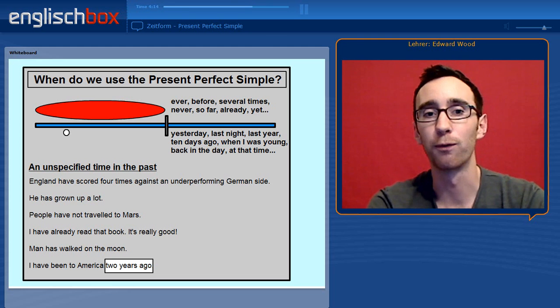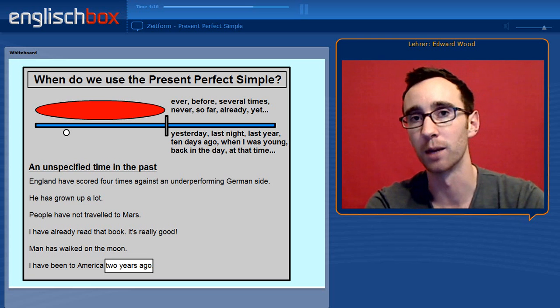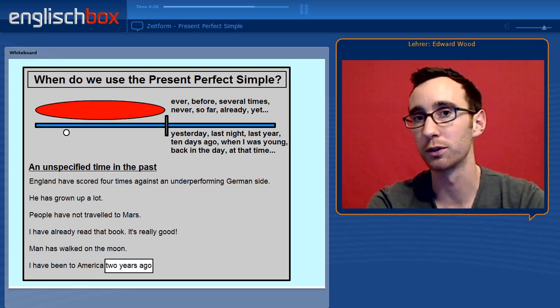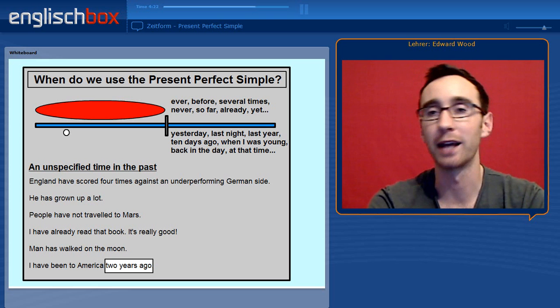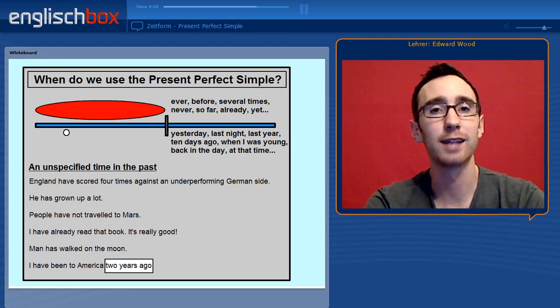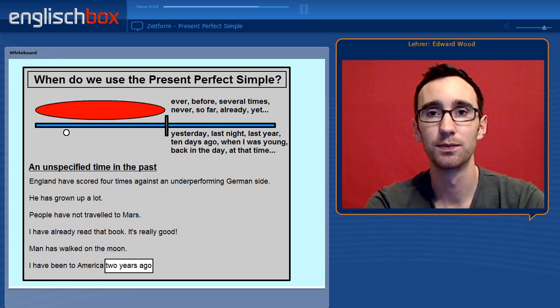England have scored 4 times against an underperforming German side. He has grown up a lot. People have not travelled to Mars. I have already read that book. And man has walked on the moon. In these sentences, the action is what is important and not when it happened.